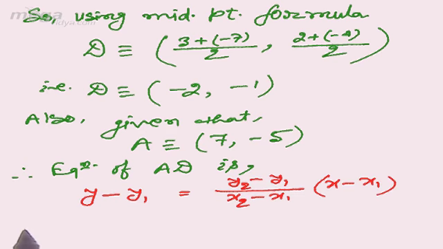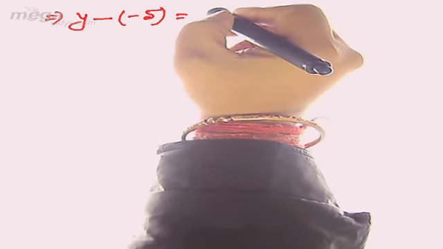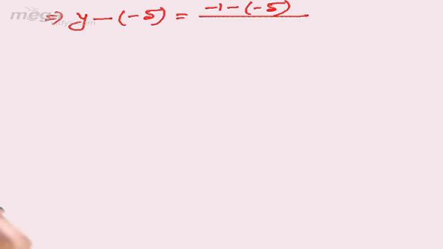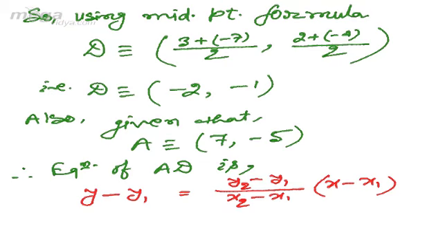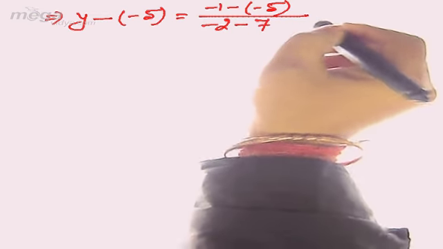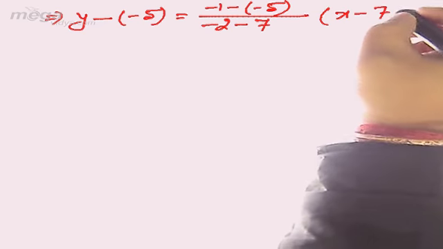The two points form is y - y1 = (y2 - y1)/(x2 - x1) × (x - x1). Now we will substitute the values of x1, y1, x2, y2. So finally, you will get y - (-5) = (-1 - (-5))/(-2 - 7) × (x - 7), where x1 = 7.